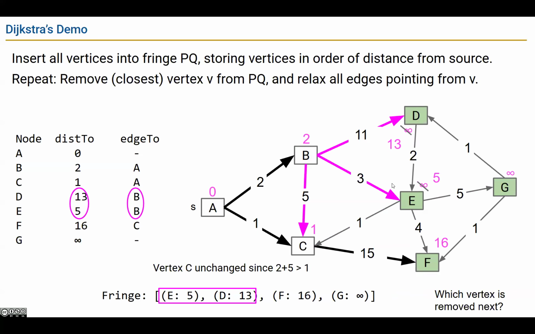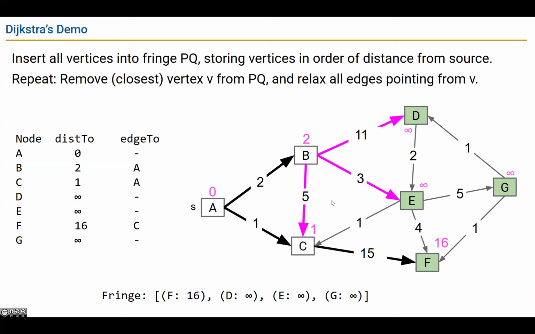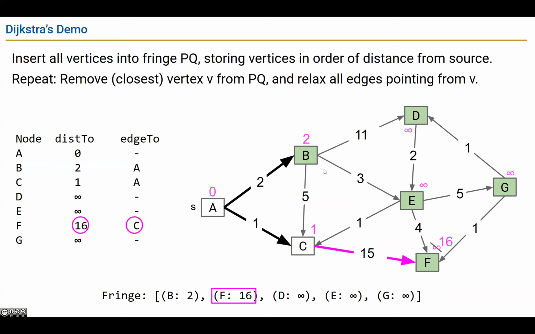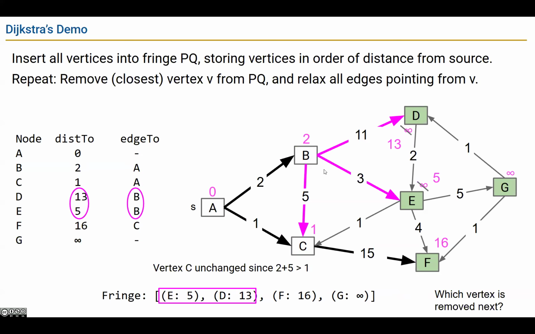Is there any reason why I went to C first? Yes, because C is the shortest path. C has distance 1, B has distance 2. Yeah. All right, what do we do next? What's the next thing we want to look at? E.